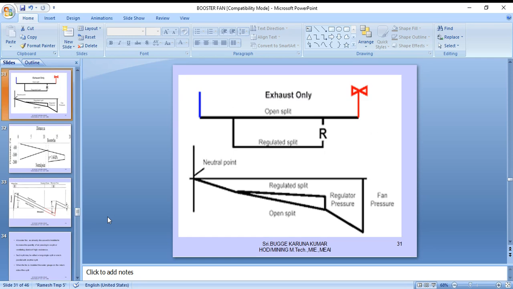So how an exhaust fan will affect one split. Regulator split is there. Neutral point, that is the location of the point of the booster. So the regulator split is affected, the open split is affected. Regulator pressure, this is called the pressure. So total overall fan pressure. Because of the neutral point, the location of the booster fan affects other areas.